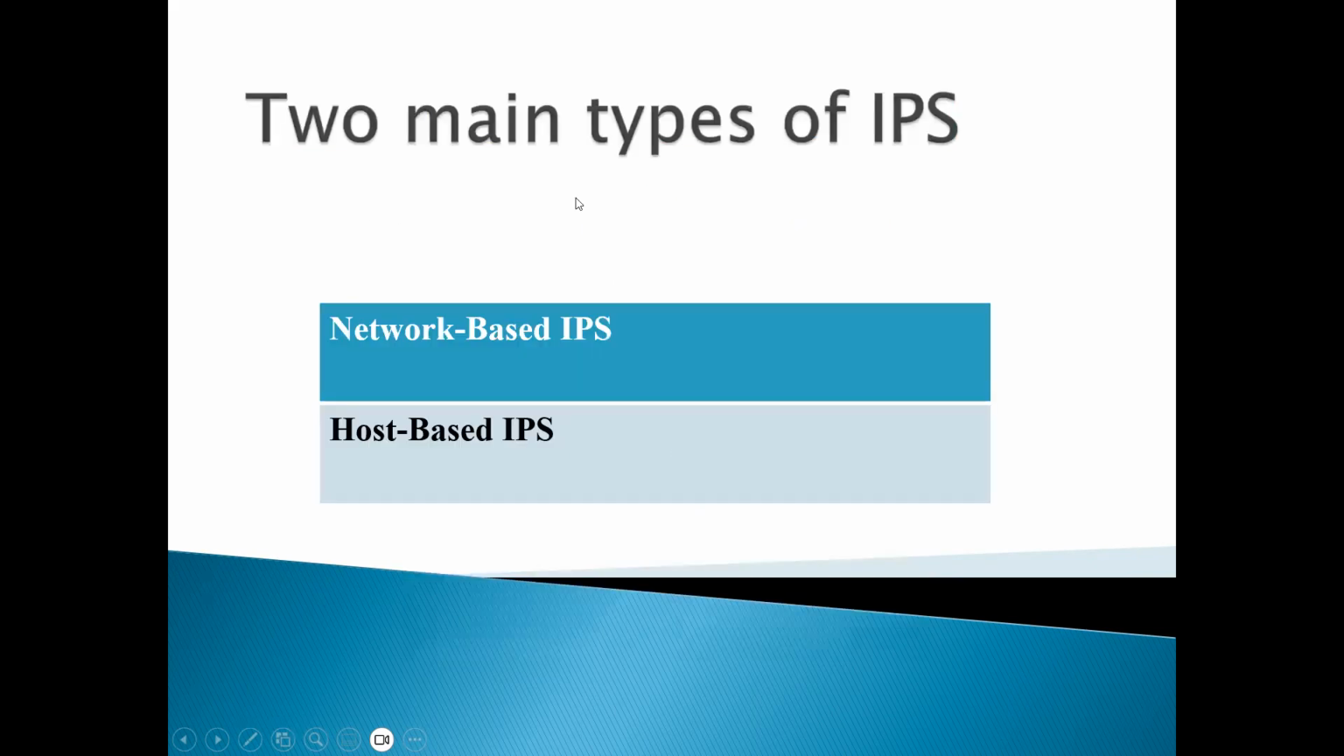And we have two main types of IPS, network IPS and host-based IPS. Network-based IPS is installed at a network perimeter and it monitors all traffic that enters and exits the network. The host-based IPS also is installed on individual hosts and monitors the traffic that goes in and out of that host.